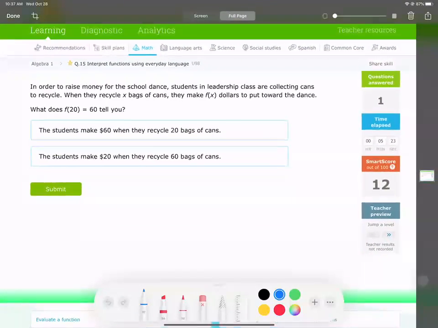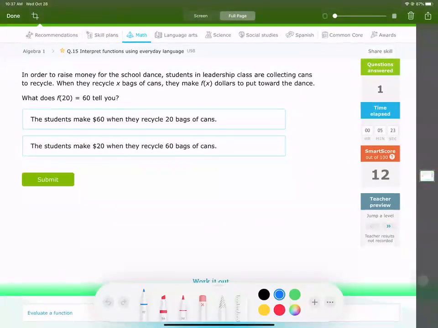In order to raise money for a school dance, students in leadership class are collecting cans to recycle. When they recycle X bags of cans, they make F of X dollars to put toward the dance. So, what does F of 20 tell you? Remember, the X is cans, F is money.